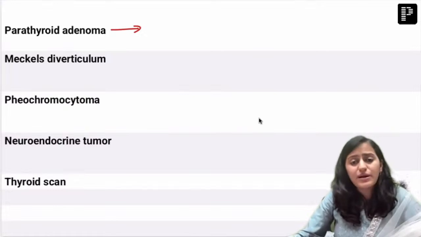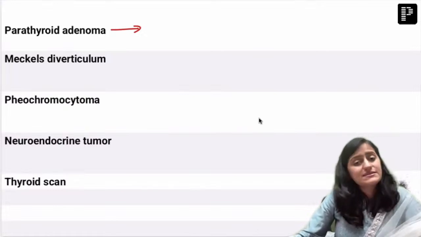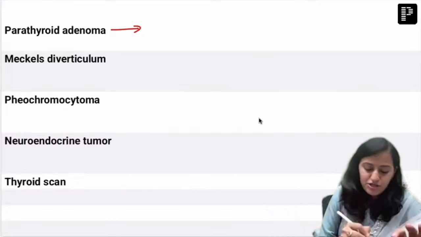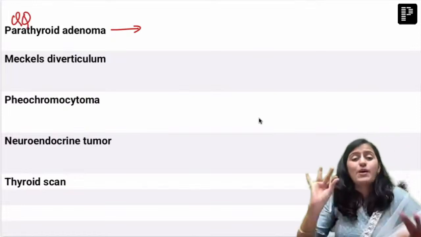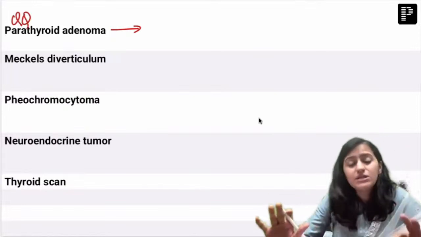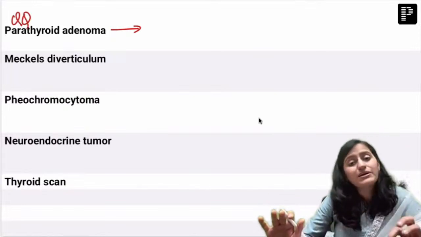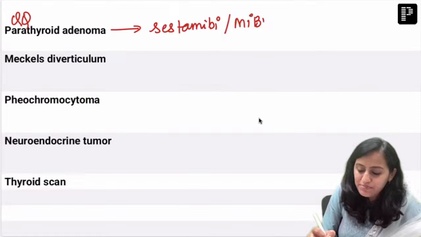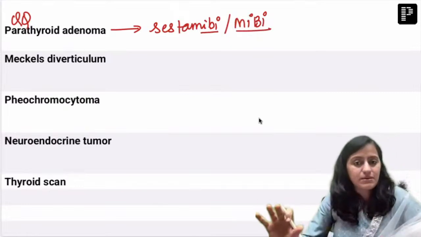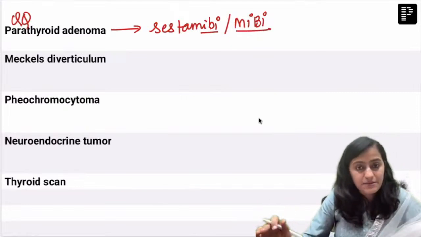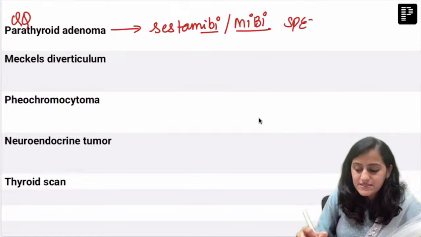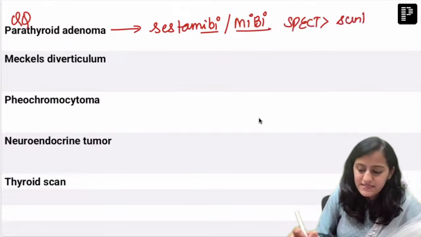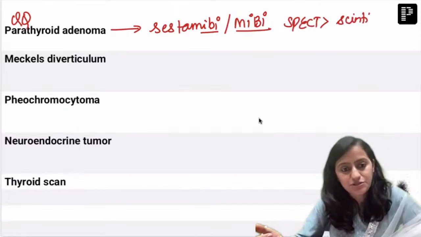For parathyroid adenoma, what is the scan? This is like the very favorite question in nuclear medicine. If you ask me which one question we should definitely know, it is this: for parathyroid adenoma we do the sestamibi scan. Sometimes in the question, they might just mention MIBI, rather than sestamibi. Okay, it is the sestamibi scan. And sestamibi SPECT is going to be better than sestamibi scintigraphy because SPECT has a better resolution.